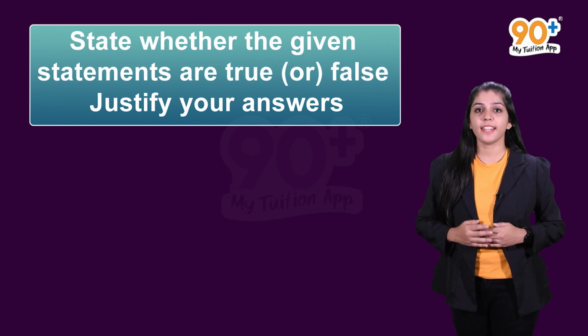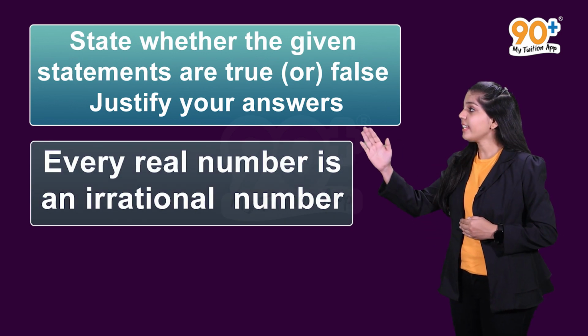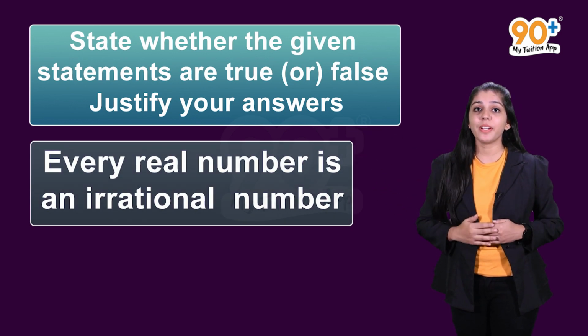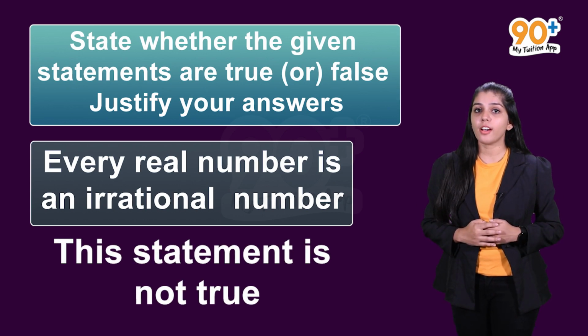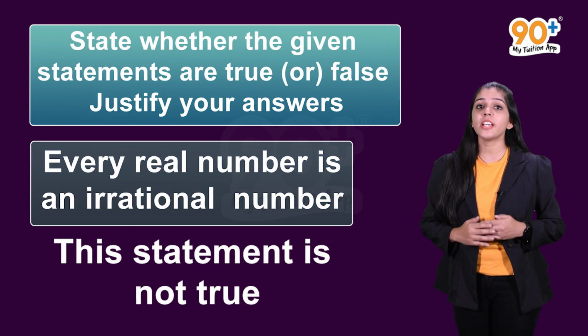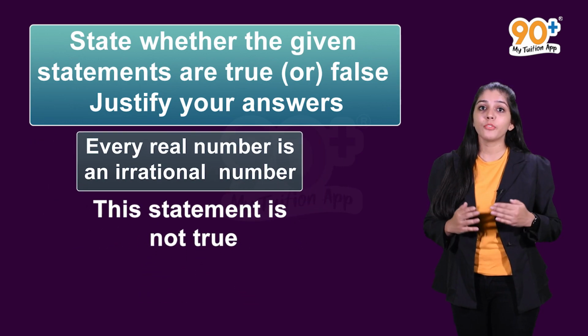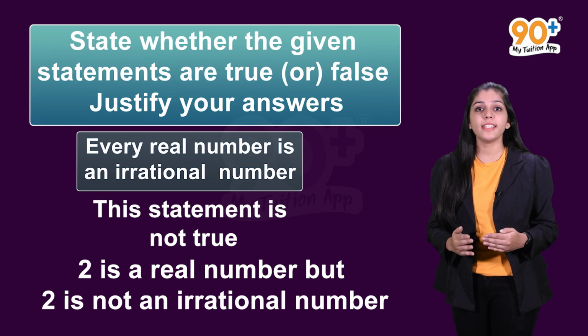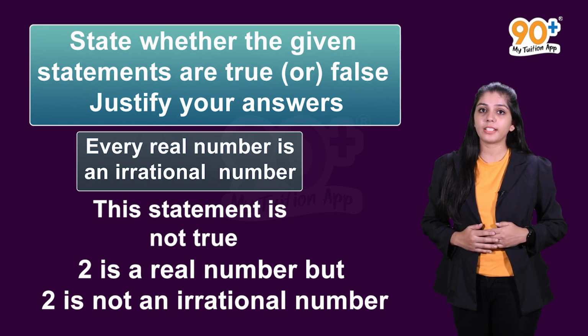Let's see the second statement. Given: every real number is an irrational number. Students, this statement is clearly false because there are many real numbers which are not irrational numbers. For example, the number 2. It is a real number, but it is not an irrational number.